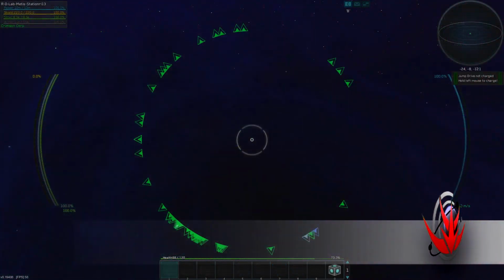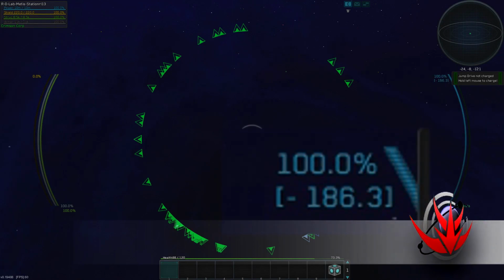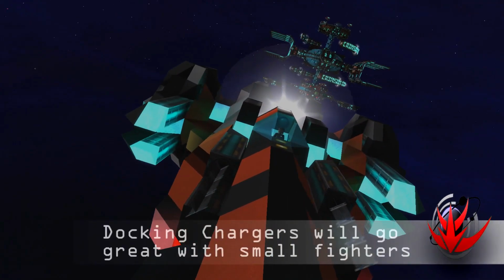Though on the plus side, logic charging does dramatically reduce the amount of energy needed to charge. This could make jump drives with smaller ships more viable, if you don't mind waiting.